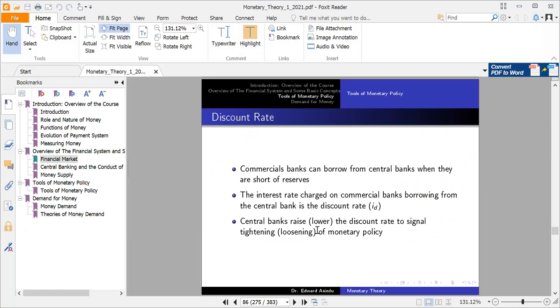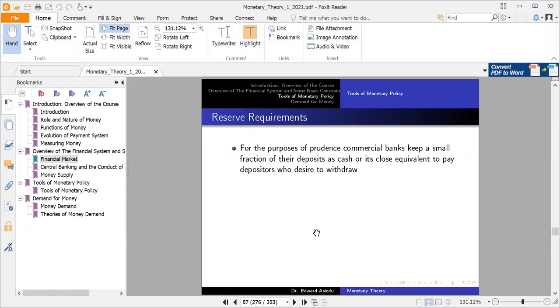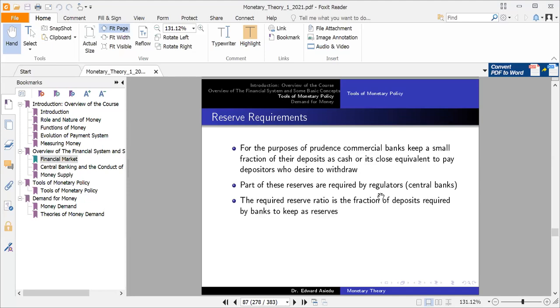The last one before we go is the third one, which is the reserve requirement policies. For the purpose of prudence, commercial banks always have to keep a small fraction of all deposits as cash or its equivalent to pay depositors when they desire to withdraw. So if I deposit 100 Ghana cedis at a bank, the bank cannot loan out all my 100 Ghana cedis. They have to keep some reserves. Part of these reserves are required by regulators, and we call that the required reserve ratio.